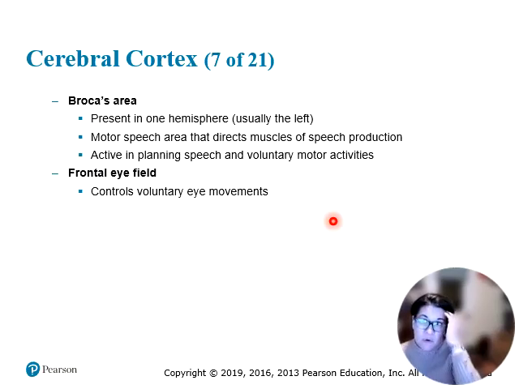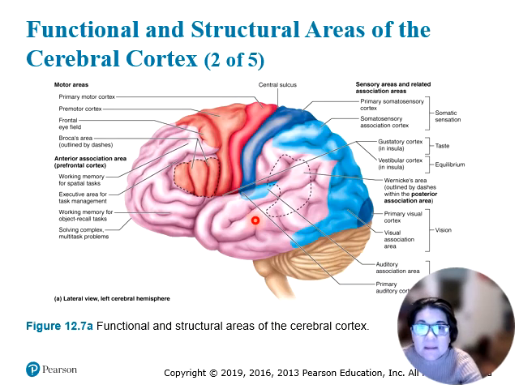Broca's area is motor speech. So this is like making speech, like producing speech, and people can be challenged in this sometimes. And then the frontal eye field does voluntary eye movements. So right here's Broca's area. If there's damage to that area, you're going to have trouble initiating speech.